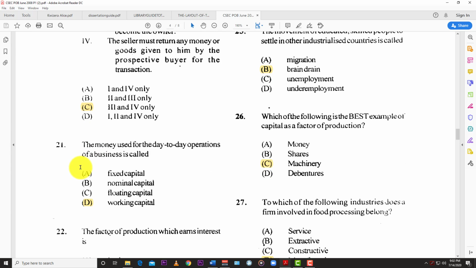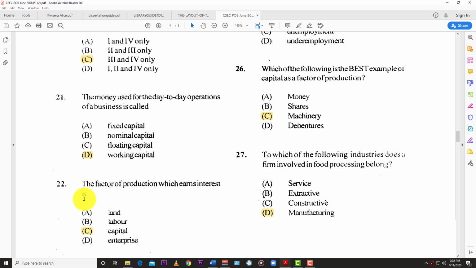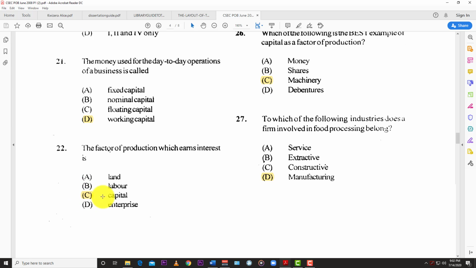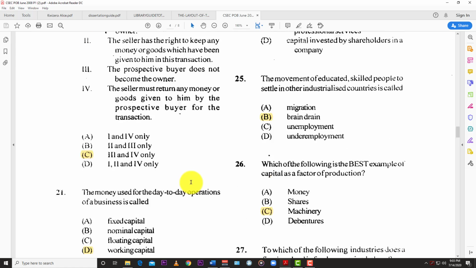The money used for day-to-day operations of a business is called D, working capital. 22. The factor of production which earns interest is C, capital. Entrepreneurship earns profit. Labor earns wage or salary. And of course, land earns rent.